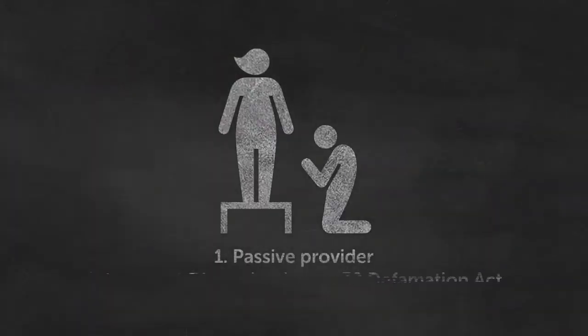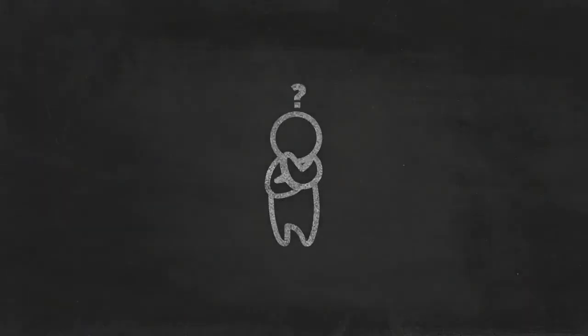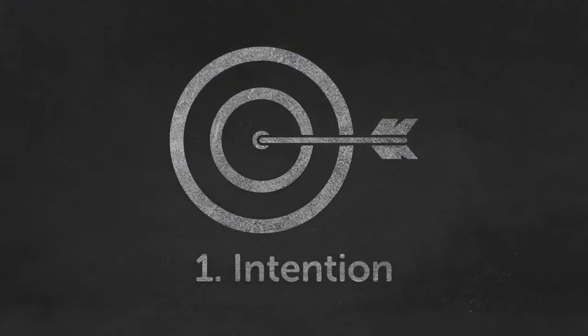The American arm of Google, Google Incorporated, argued that they were merely a passive platform that was not capable of being a publisher of the defamatory material. They also raised the innocent dissemination defense pursuant to Section 32 of the Defamation Act. However, they were not successful, and there were 2 reasons why Justice Beach found that Google was a publisher of the defamatory material. The first reason was related to intention.